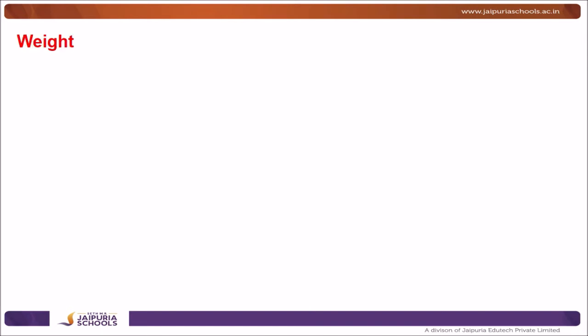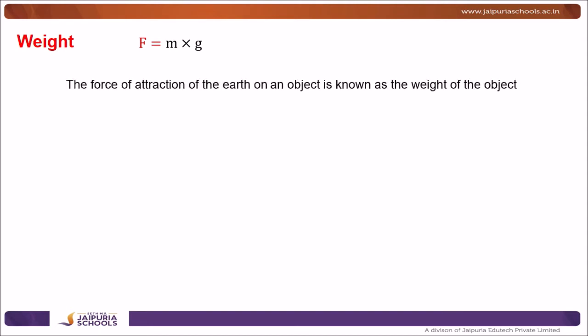Now let's discuss the weight. So students, we know that F equals mg. Here F is the force, m is the mass of the object, and g is the acceleration due to gravity. And students, if we are talking about the weight of an object on the earth, then the force of the attraction of the earth on an object is known as the weight of that object.